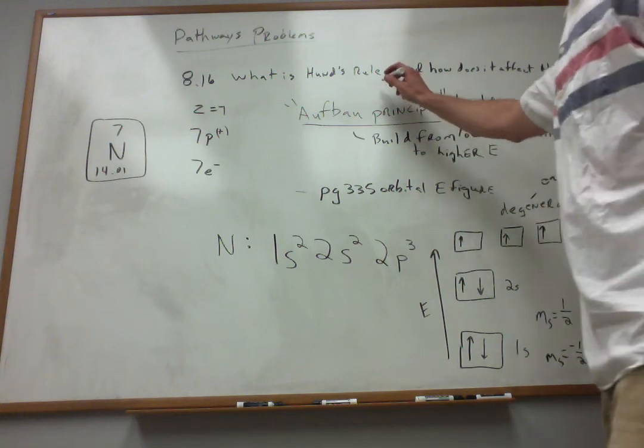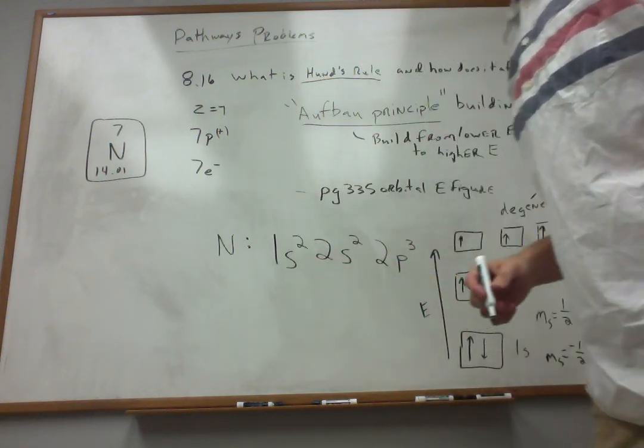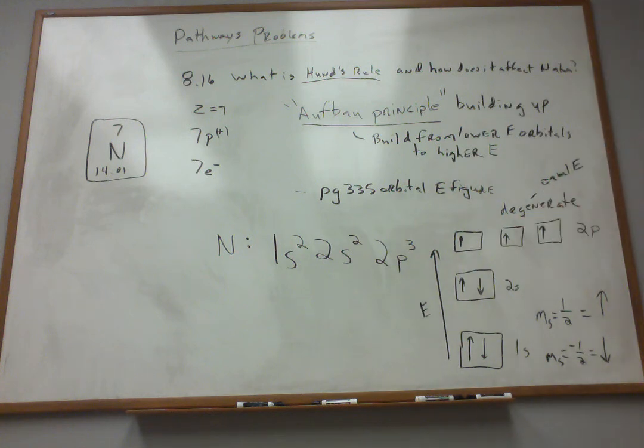So this Hund's Rule business tells us that it's better to put the electrons in an unpaired fashion into degenerate orbitals rather than to pair them up. So the electrons do not pair until they're forced to pair, basically.